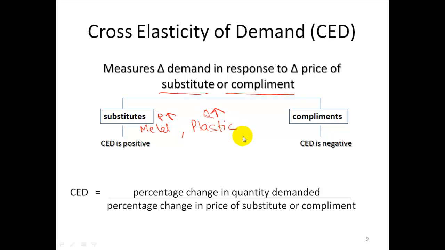With complements, let's take the example of, let's say again, pizza and soft drinks. Let's say that you cannot digest your pizza unless you are having some soft drinks along with it. What happens if the price of soft drinks goes up? If the price of soft drinks goes up, what happens to the demand for pizza? The quantity demanded for pizza will go down. Hence the cross elasticity of demand is negative when you are considering complements.